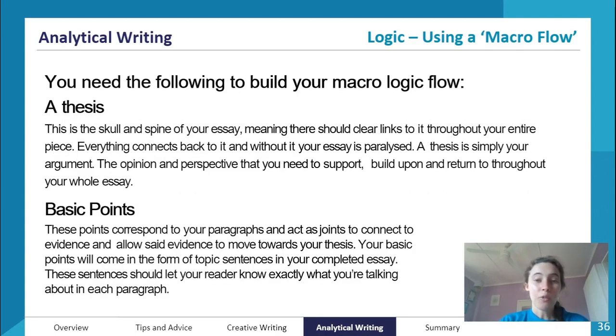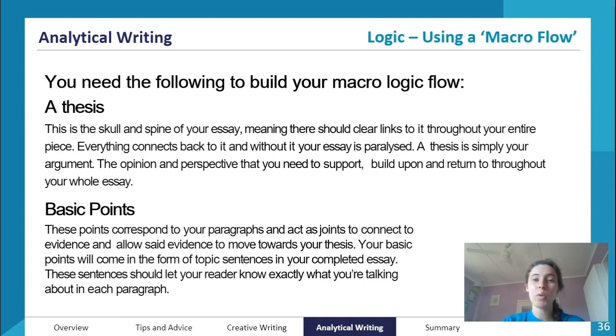So you need the following to build your macro logic flow. A thesis, of course. It's the skull and the spine of your essay. The spine really tells us it's throughout the whole thing. It's what you start with and it's what is woven throughout. Everything connects to it, and without it, your essay is paralyzed.